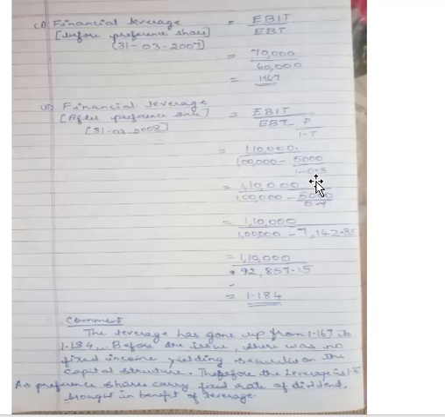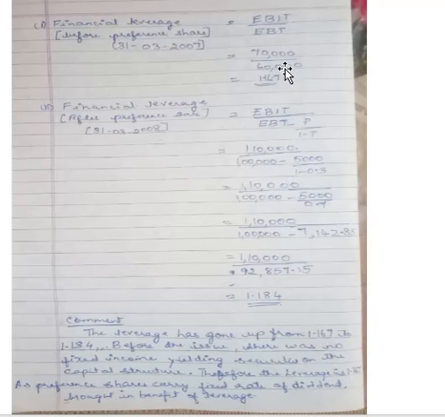1 minus T, that is 1 minus 0.3. 0.3 means 30% divided by 100. Then simplify it. 1 minus 0.3 is 0.7. So 1 lakh 10,000 divided by 1 lakh minus 5,000 divided by 0.7, that is 7,142.85. Then divide this, you will get 1.184. So the formula is different here.